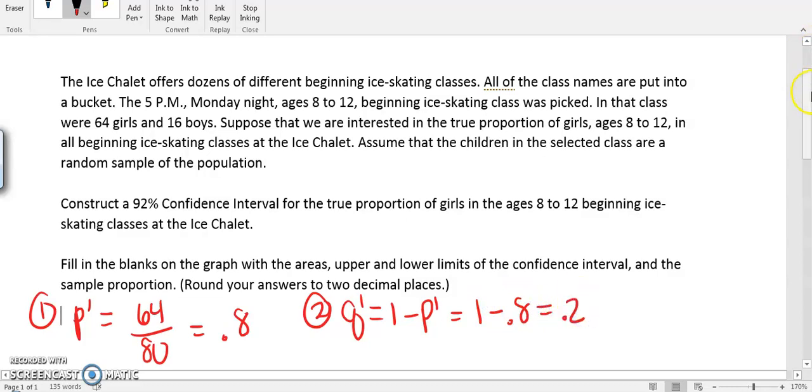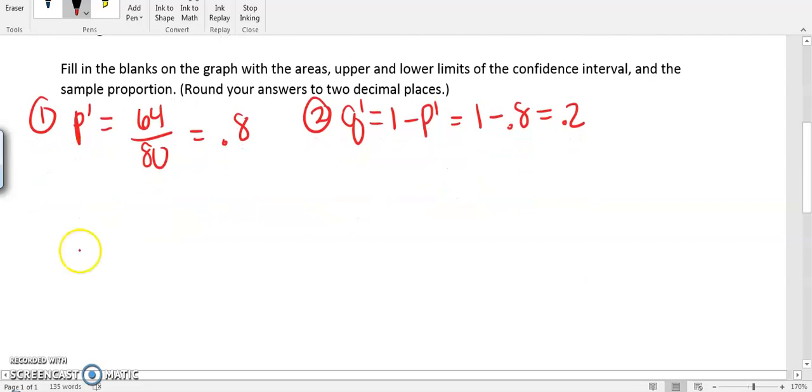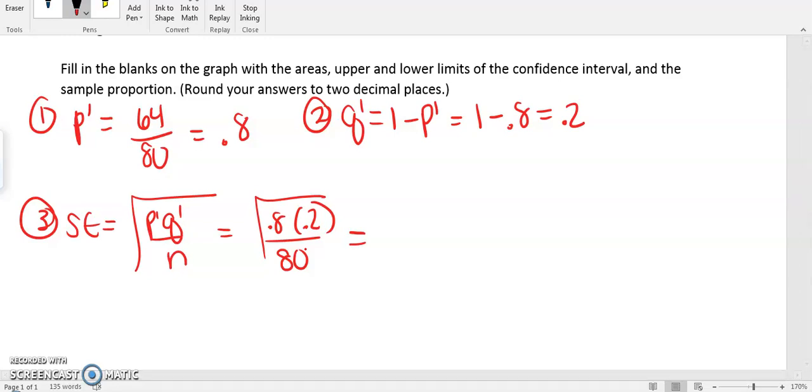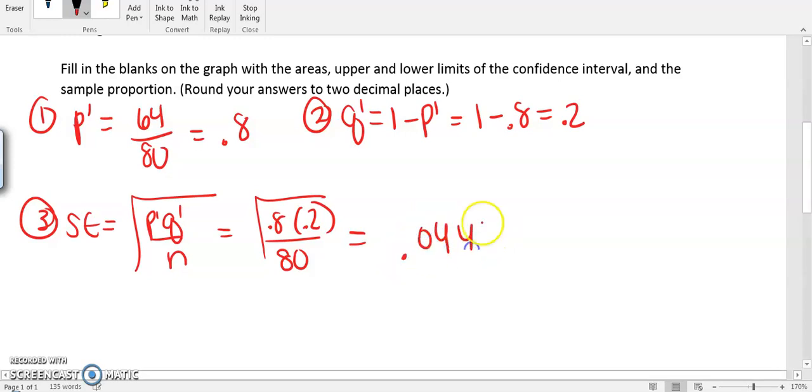The third step is to find the standard error. So you have the standard error equal to the square root of P prime times Q prime over N. So you have 0.8 times 0.2 over N, which is 80, your total number of students. And so 0.8 times 0.2 gives you 0.16. 0.16 divided by 80 gives you 0.002, and then you take the square root of that, and you get 0.0447213595.